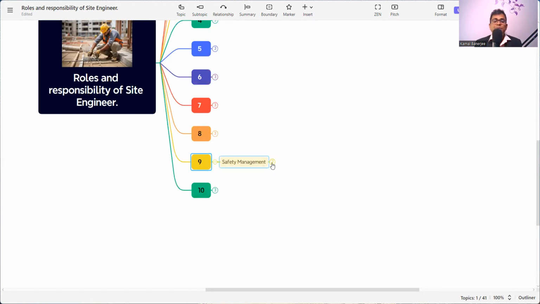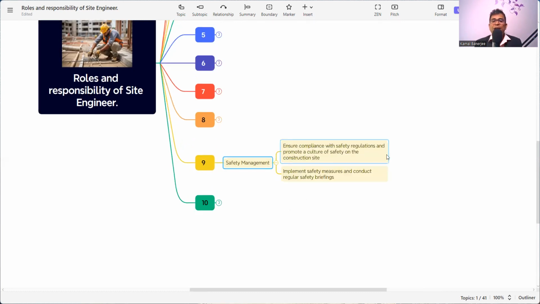Then safety management. Ensure compliance with safety regulations and promote a culture of safety on the construction site. Implement safety measures and conduct regular safety briefings. See, in a project, we need to work at height, with concreting works, reinforcement work, hot work, cold work. There are a lot of works which have hazards, and if you do not take action on the hazards, an accident can happen. Sometimes this accident is fatal, and there are injuries and loss of human life.